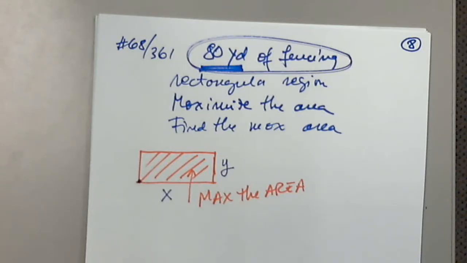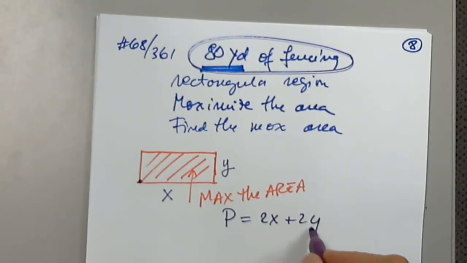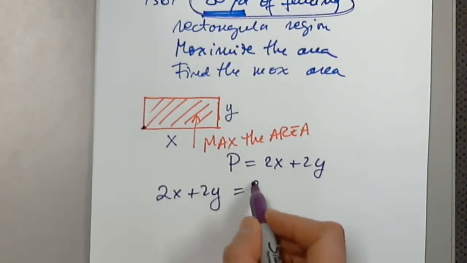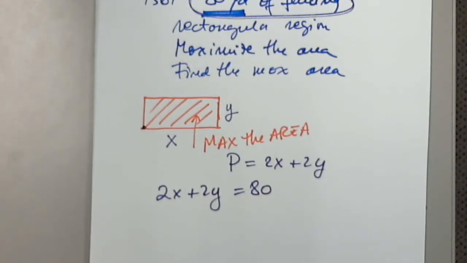2x plus 2y. Very good. The perimeter is nothing else but 2x plus 2y. And indeed, 2x plus 2y must equal 80. We are using it all. We go all around the perimeter in this case. Circumference is used for a circle. The perimeter of this area.